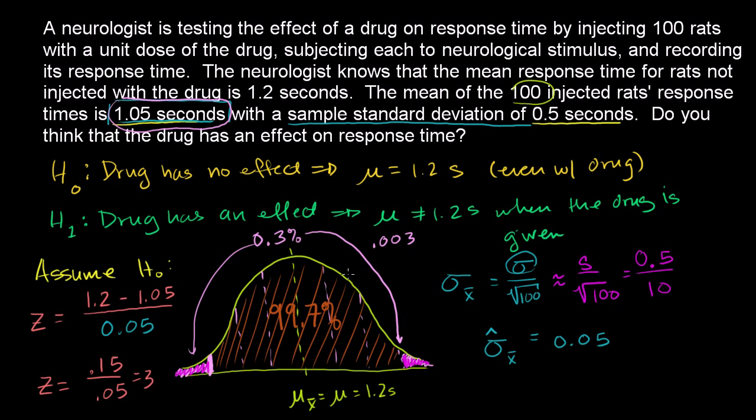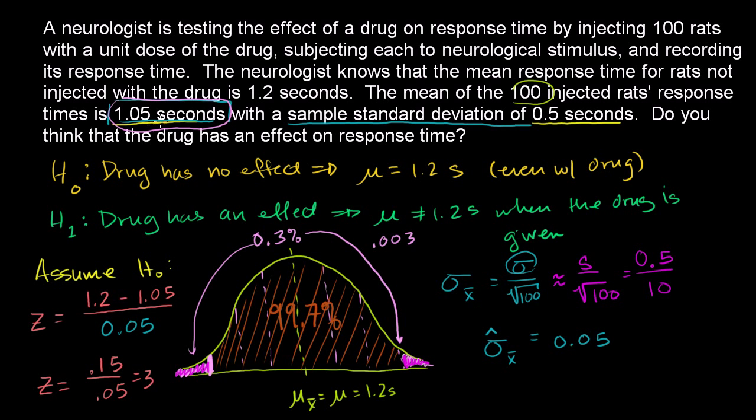So to answer our question, if we assume that the drug has no effect, the probability of getting a sample this extreme, or actually more extreme than this, is only 0.3%. 0.3%, less than 1 in 300. So if the null hypothesis was true, there's only a 1 in 300 chance that we would have gotten a result this extreme or more.